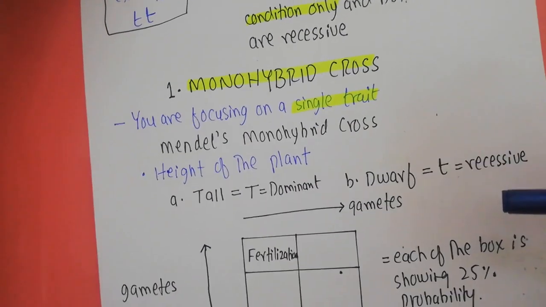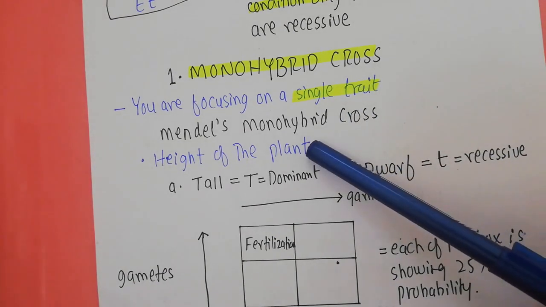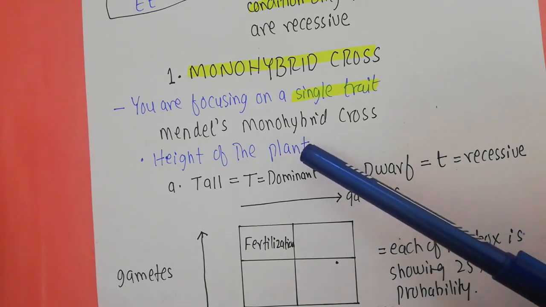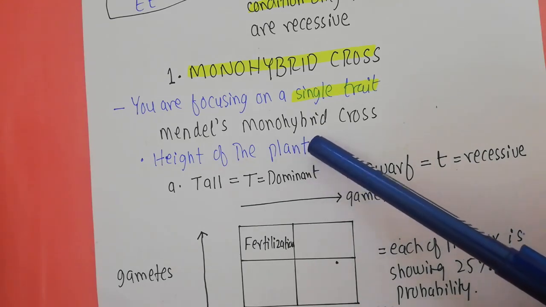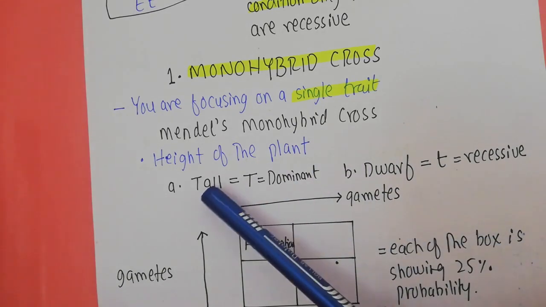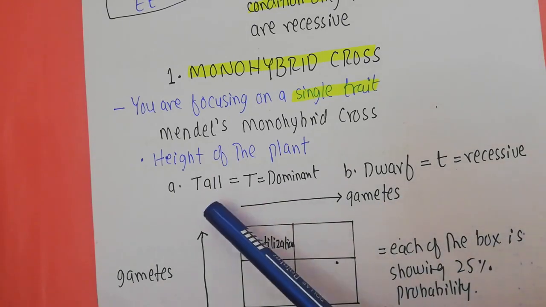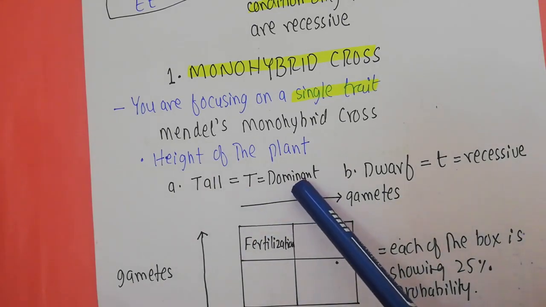Now let us take the height of the plant as an example. When Mendel was doing his experiment, one of the traits he was focusing on was the height of the plant. The height of the plant comes in two varieties. One is tall, and the other one is dwarf. Now this tall was a dominant trait.